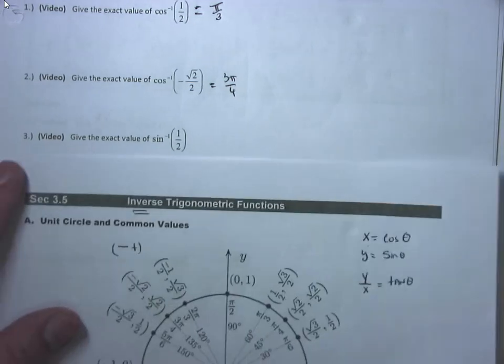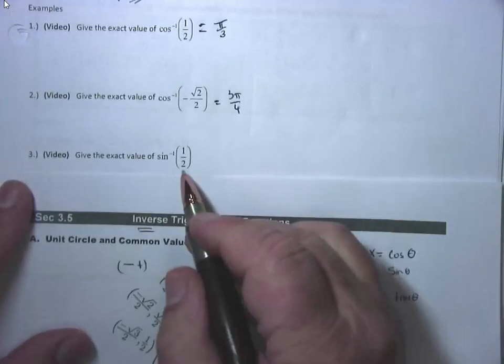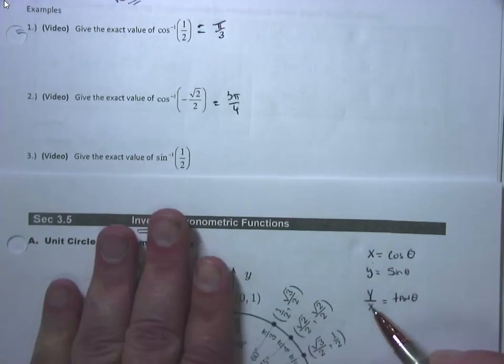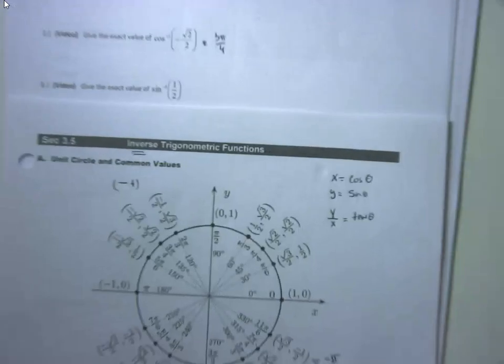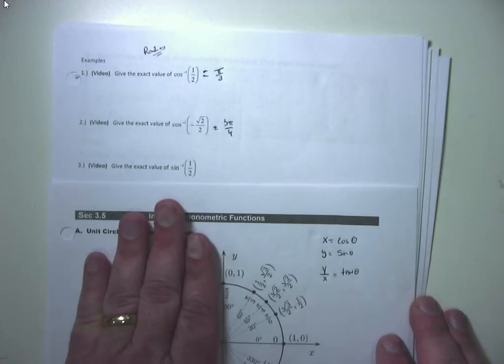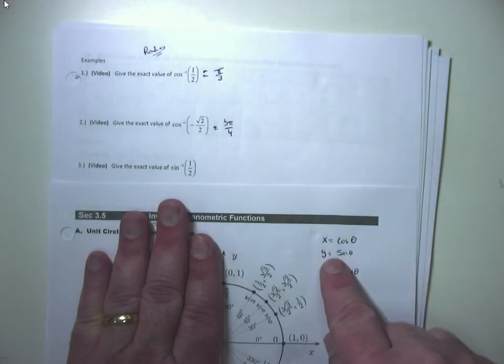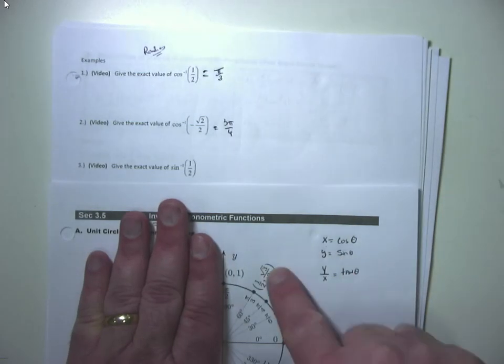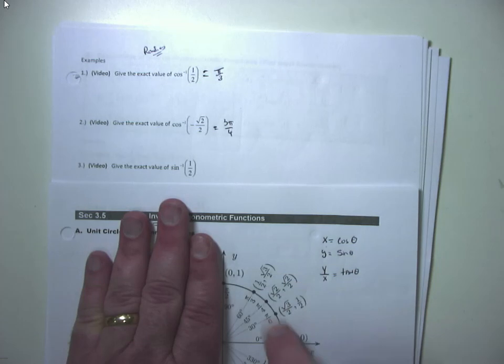What is the exact value of the sine inverse of 1/2? Sine inverse uses the right half of the unit circle. Okay? Let me blow this thing down so you guys see a little bit better here. There we go. So the sine inverse uses the right half. The sine is the y-coordinate. Where is the y-coordinate equal to a half? It's at pi 6.